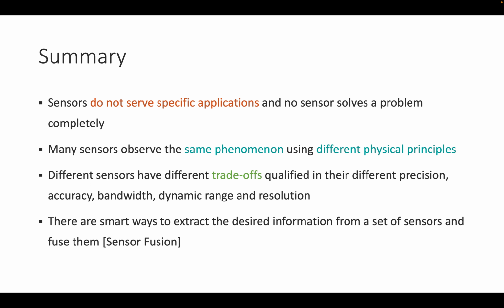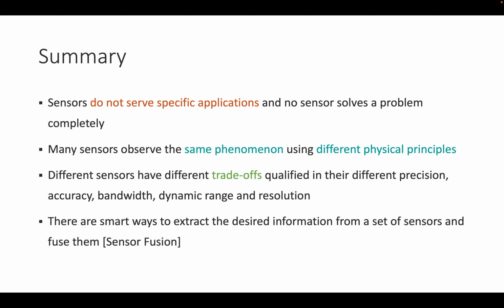So when you say I want to measure distance, you can do this in very many different ways: using light, using sound, measuring the time of flight, measuring the phase shift, and so on. And so you have to be aware of that. All of these sensors have different trade-offs, and usually those trade-offs are somewhat qualified in their precision, accuracy, bandwidth, dynamic range, resolution, and other of these quantities that we have discussed.